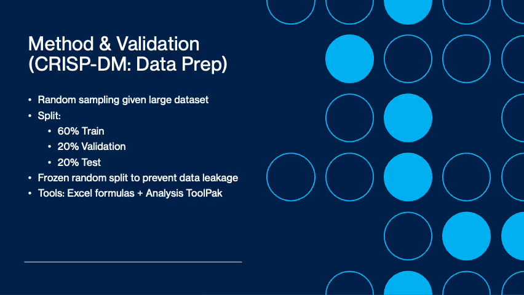I used a 60-20-20 split, training on 60% of the data to fit, validating on 20% of the data to choose the model, and then testing for the final one-time check on the remaining 20% of our data set. I used frozen random number generation splits to prevent data leakage and used Microsoft Excel's Data Analysis ToolPak regression tool for both the simple and multivariable models.